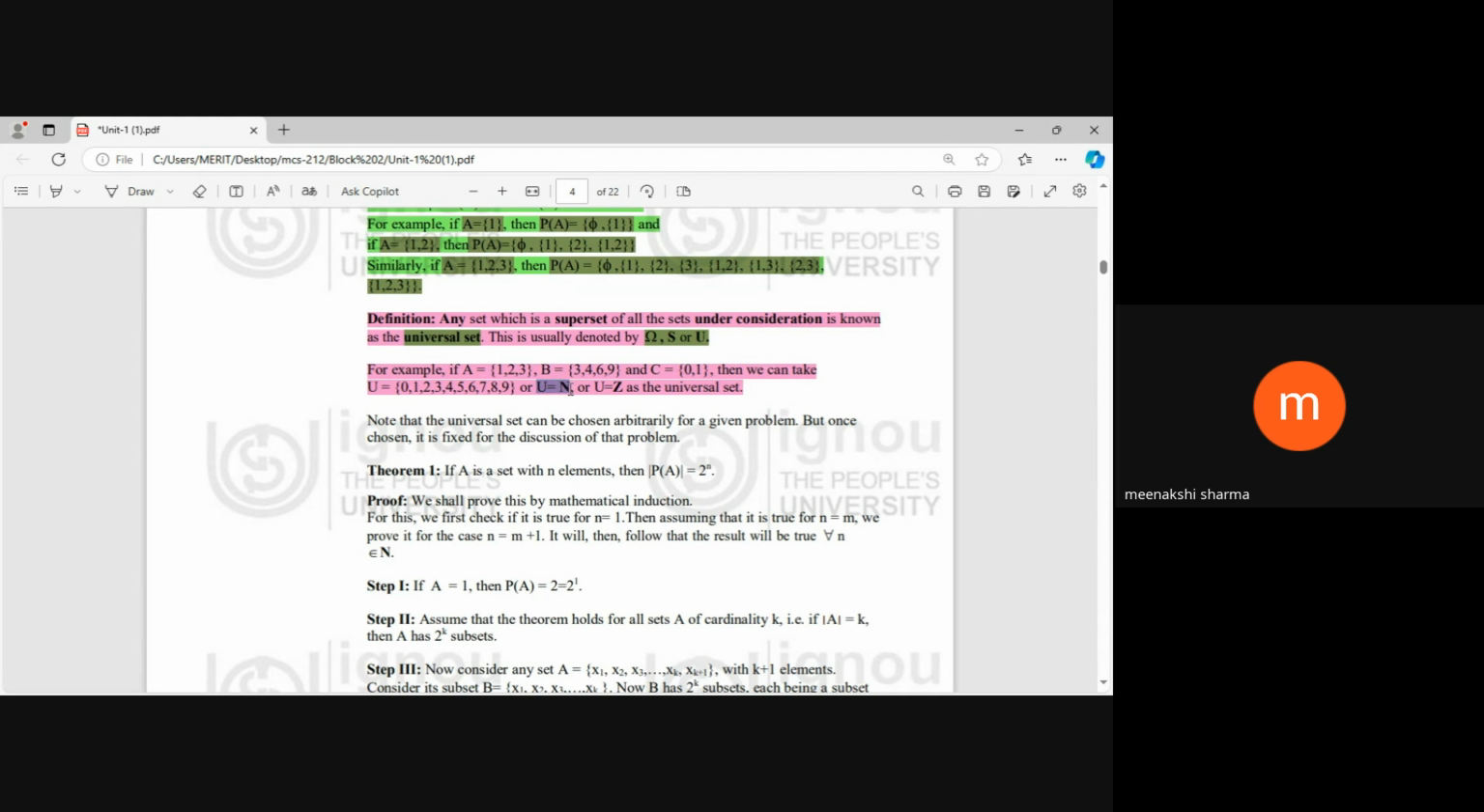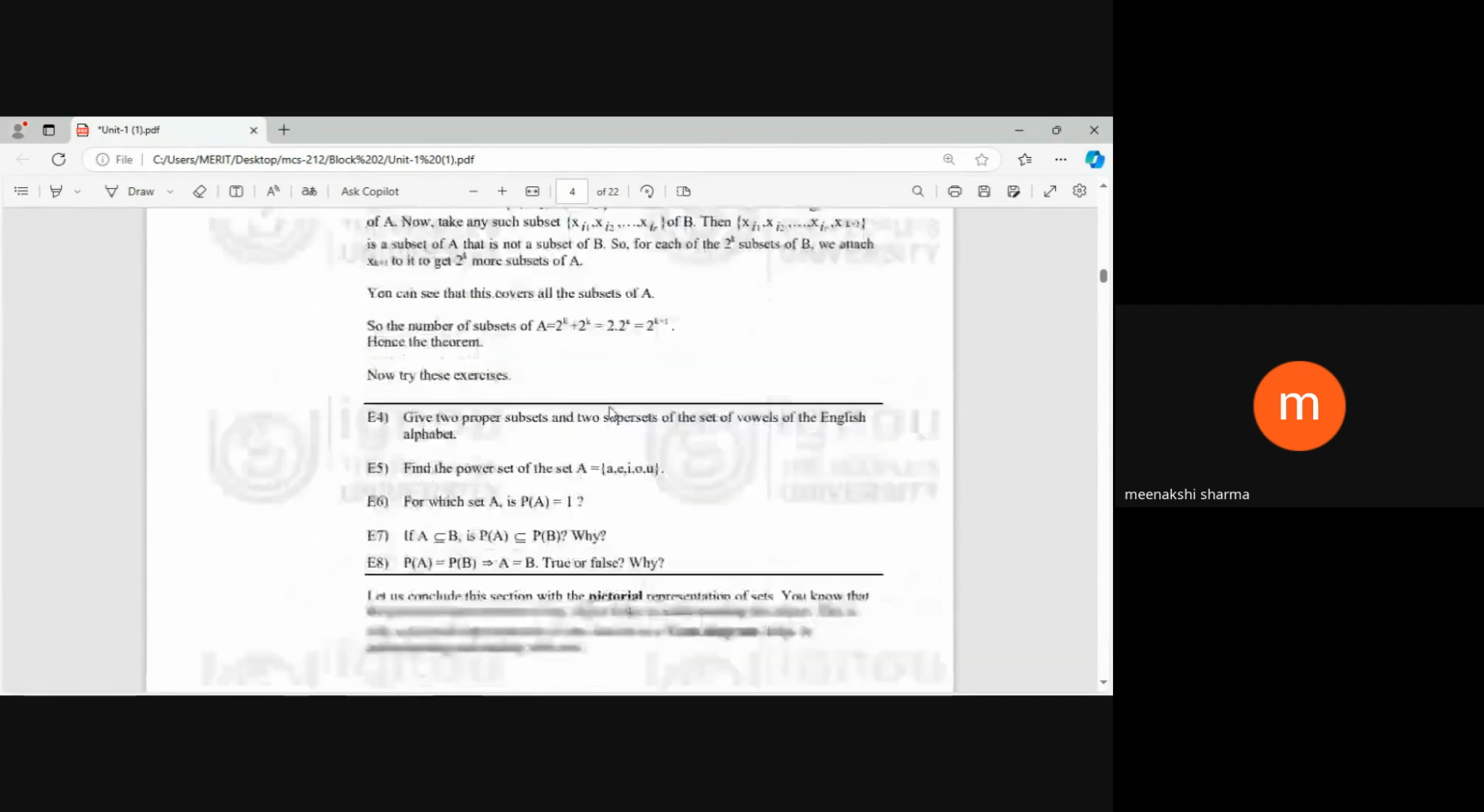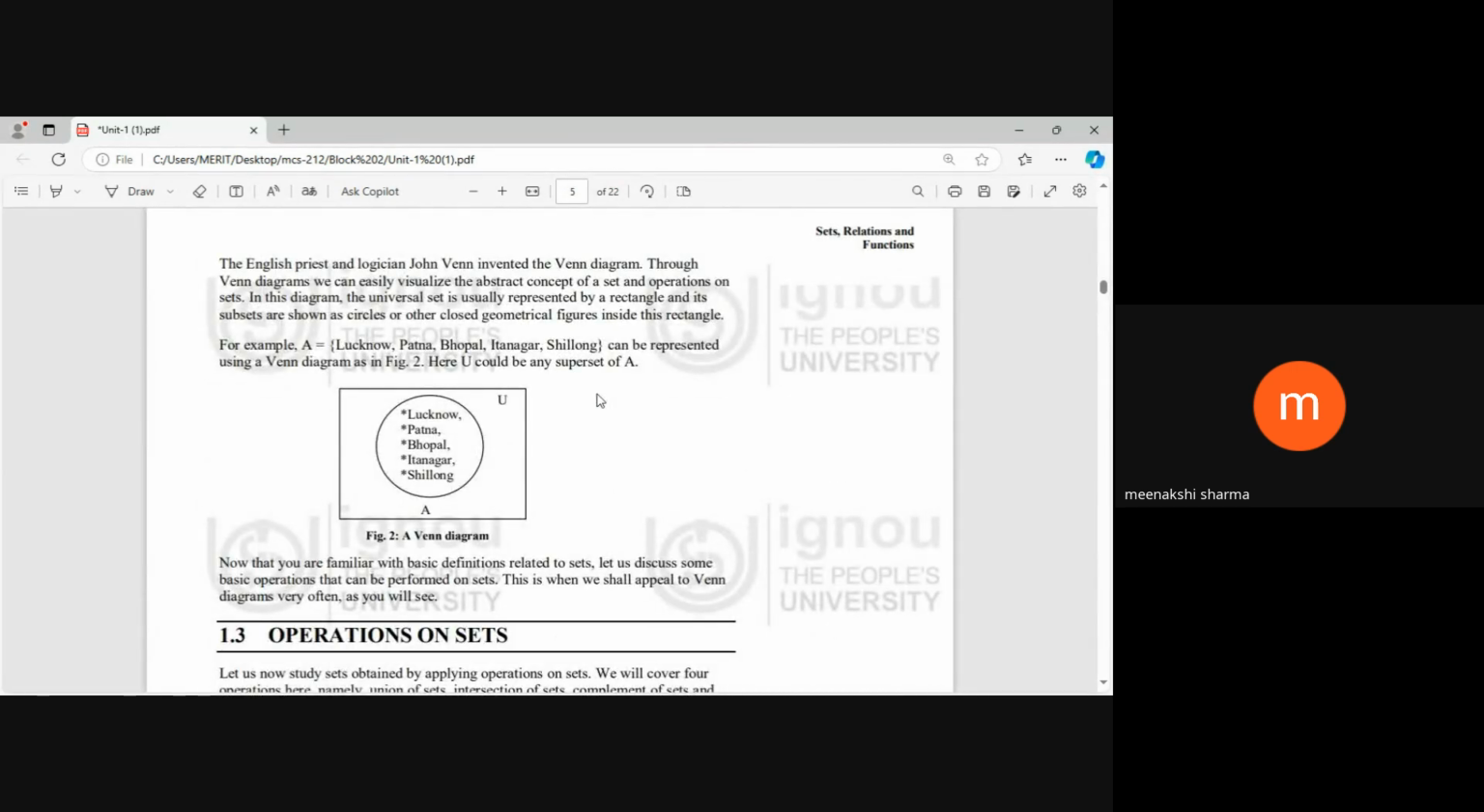The universal set also belongs to the natural numbers. The universal set also belongs to the real numbers. Then it's called a Venn diagram. We use the universal set, and inside the universal set we use set A. The elements in set A are Lucknow, Patna, Bhopal, Itanagar, Shillong. It's called a Venn diagram. All students understand what a Venn diagram is?